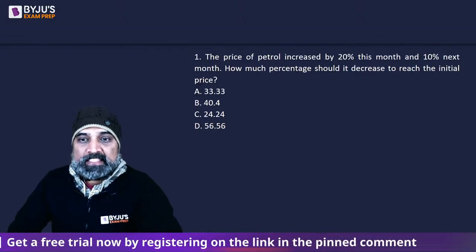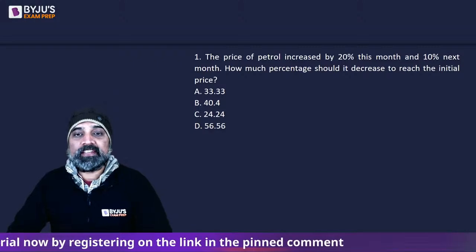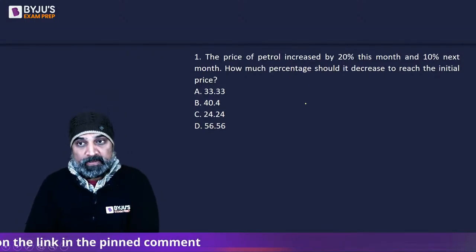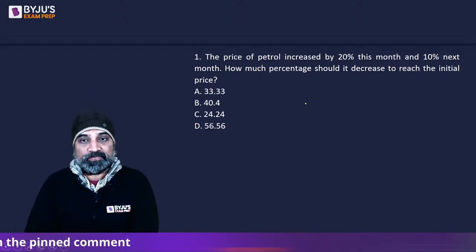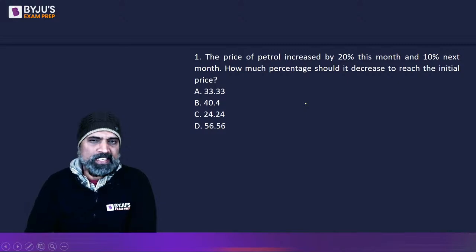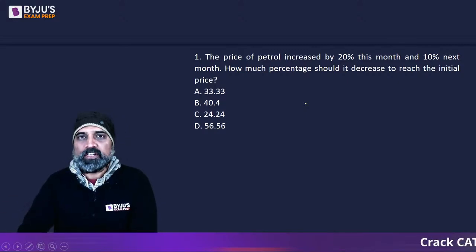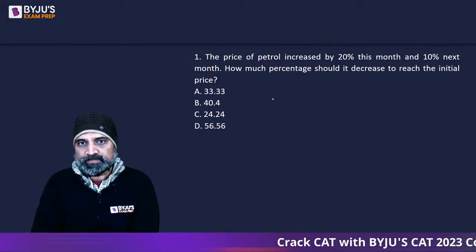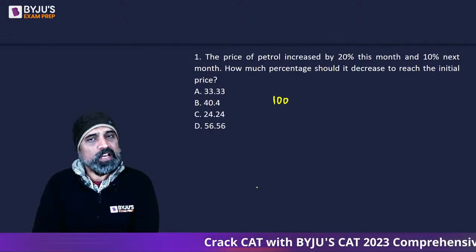So let's begin with our first question for the day. The question says the price of petrol increased by 20% this month and 10% next month. How much percent should it decrease to reach the initial price? Since the question involves only percentage, we can start with a number of our choice. So suppose the price of petrol is 100.